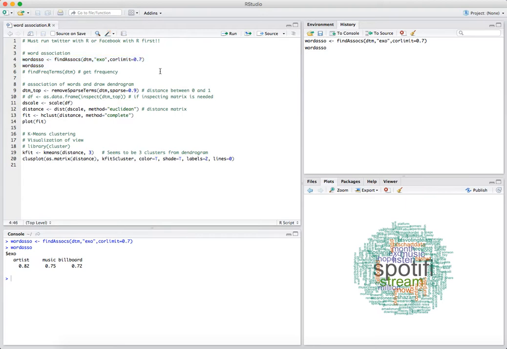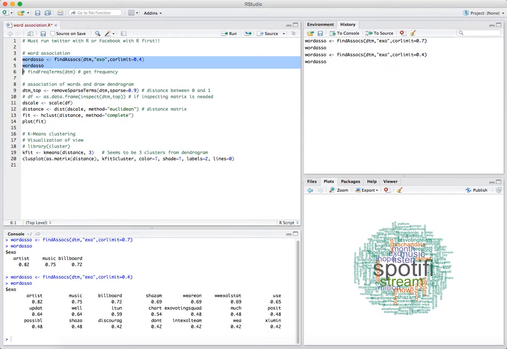I can probably expand the list by setting the correlation limit to 0.4. If I do that, I see that there are a lot more words being used with EXO. You would notice that there are some other words that might not be as commonly used as artist, music, or billboard, but some other things are possibly commonly used with this word.